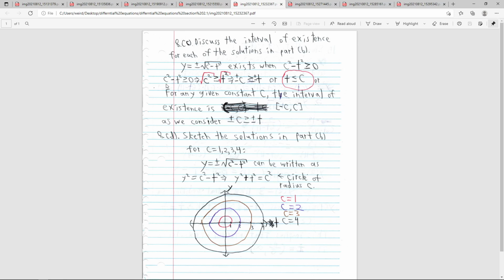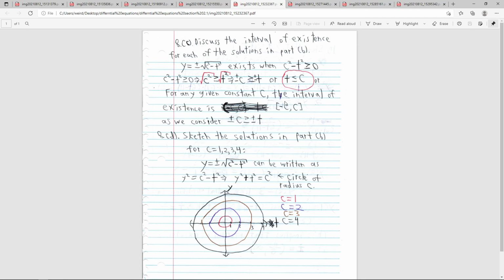So c squared minus t squared is greater than or equal to 0. We add t squared to both sides. Then we take the square root and we get plus or minus c greater than or equal to plus or minus t. For any given constant c, one way to look at it is that t is less than or equal to c, based on the square root of c squared being greater than or equal to the square root of t squared. So it becomes c greater than or equal to plus or minus t. Essentially that means t is less than or equal to c if you really wanted to go through the algebra of it, but we're not going to worry about that too much. Usually it's a lot more obvious.